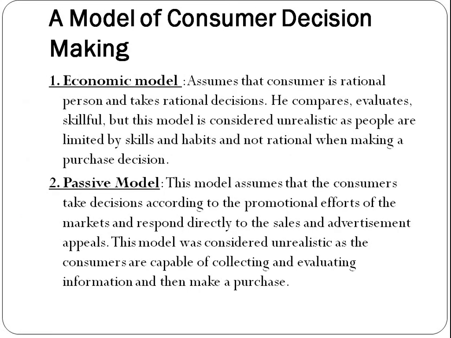Next, we have models of consumer decision making. The first model is called the economic model. It assumes that the customer is a rational person and takes a rational decision. What is this rationality? Doing the right thing at the right time with the right person and taking a right decision is called rationality or a rational decision. He compares and evaluates skillfully, but this model is considered unrealistic as people are limited by skills and habits and are not rational while making a purchase decision.